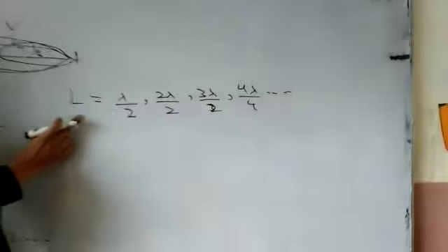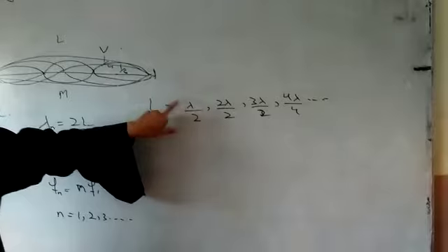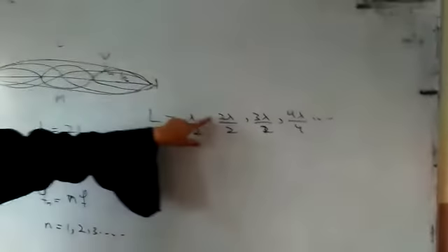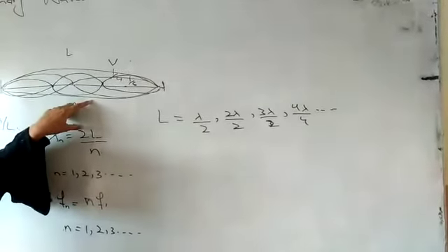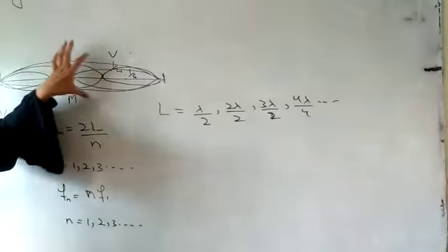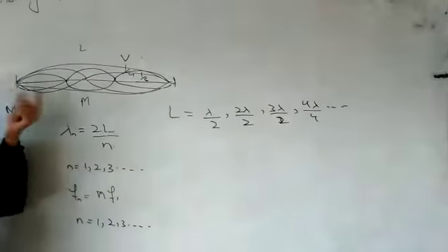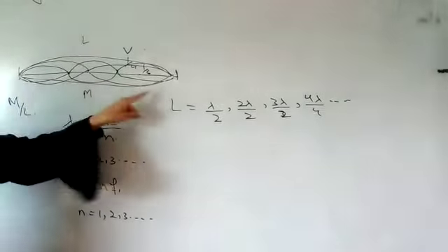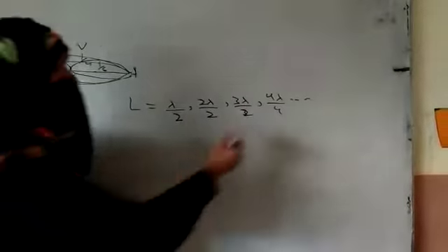When the length of the string is equal to an integral multiple of half of the wavelength, integral means that we have numbers 1, 2, 3. Then this whole string resonates or vibrates in a complete segment, which means it vibrates in a complete loop. Either there is formation of 1 loop, 2 loops, or 3 loops. This is only possible when the length of the string is an integral multiple of half of the wavelength.